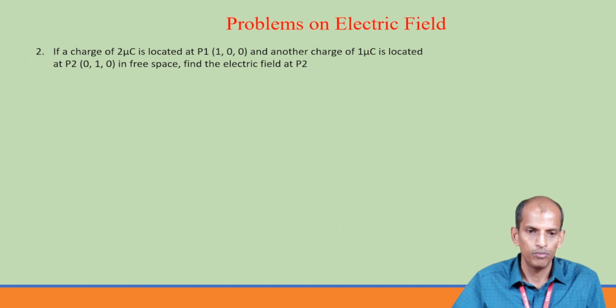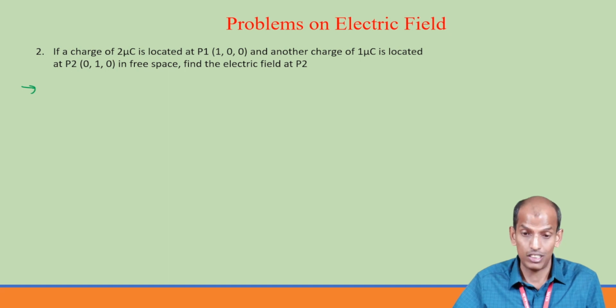In this problem, what is there? It is showing that a charge of 2 microcoulomb is located at one point and there is another charge of 1 microcoulomb located at another point. You have to find the electric field at P2. That's the question. So how to deal with this question? It is very, very simple. Let us see the electric field at P2. First, let us see which one is our test charge.